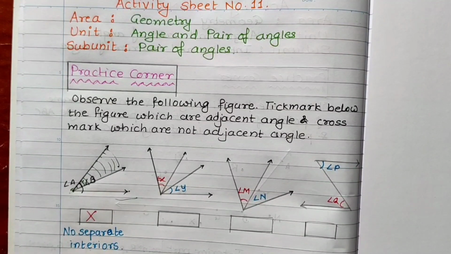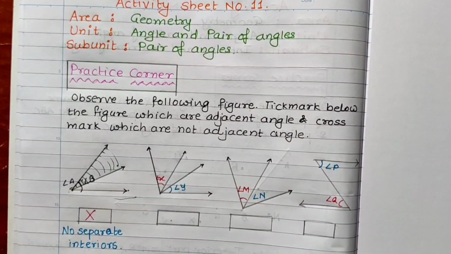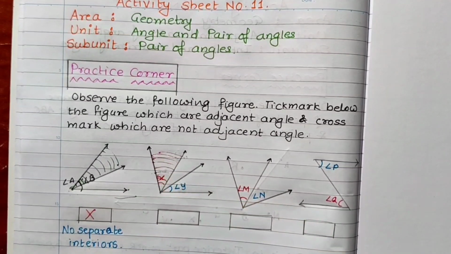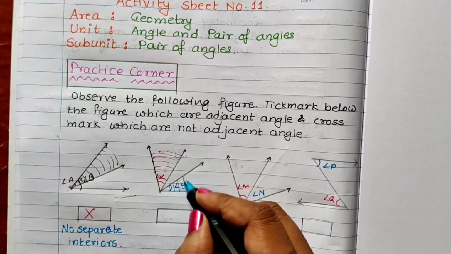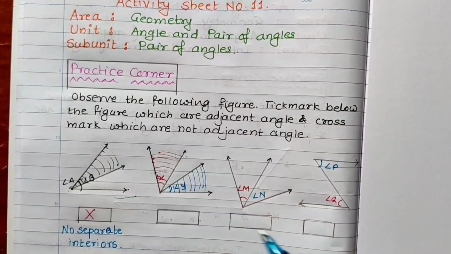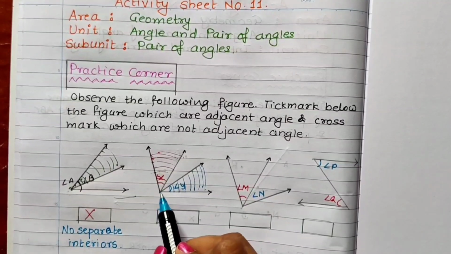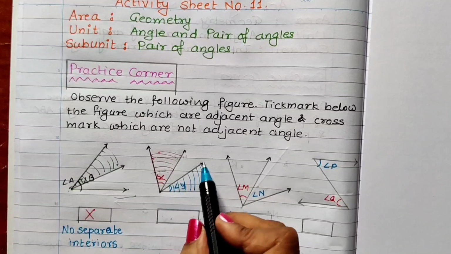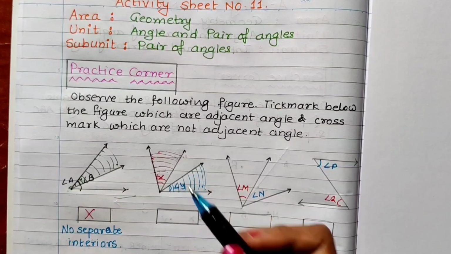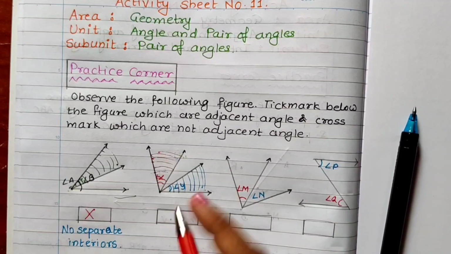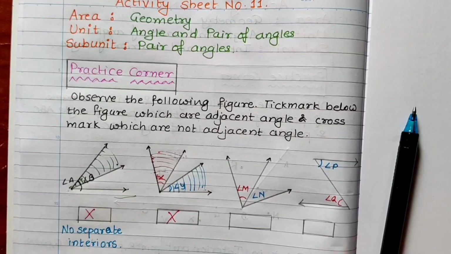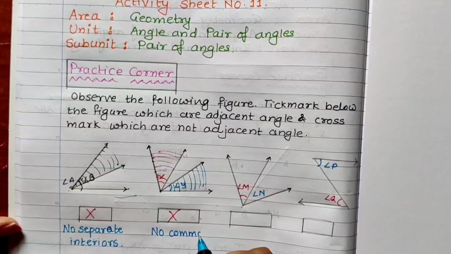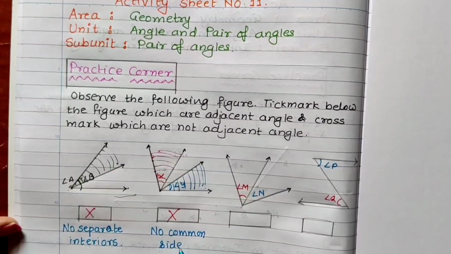Now let us see here. Angle X is this angle. If you all can observe, this angle is angle X, and this is angle Y. Are they adjacent angles? No, they are not adjacent angles. Though their vertex is common, though their interiors are separate, but they do not share one common arm. Common arm or common side is not there. So again, they are not adjacent angles. Reason is no common side. They do not have common side.